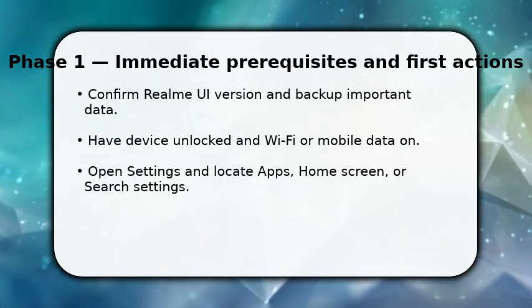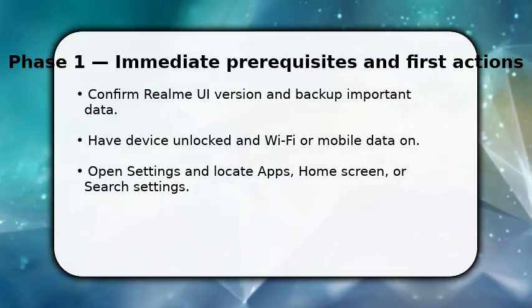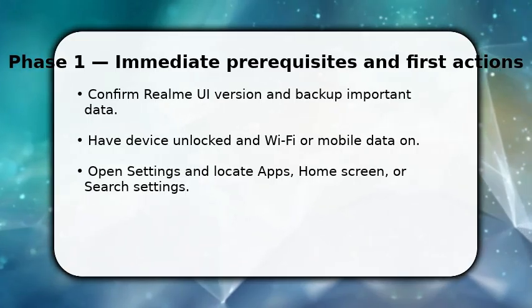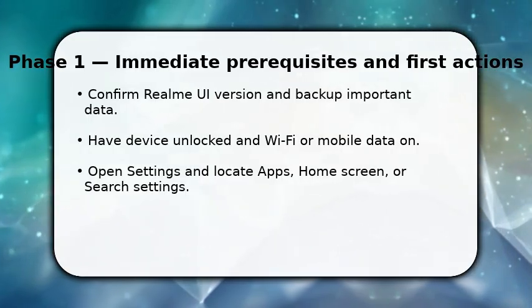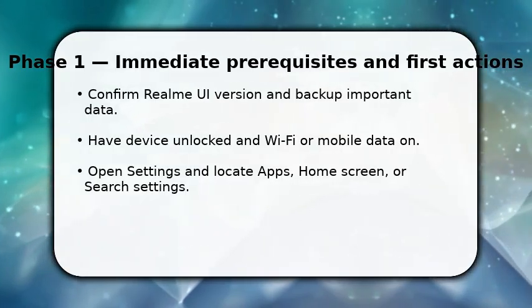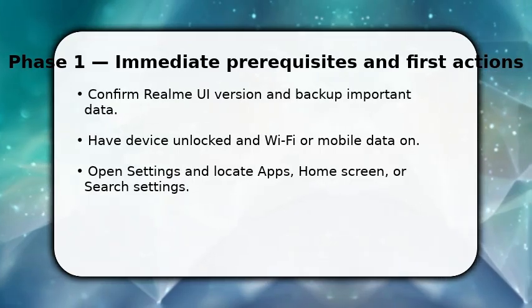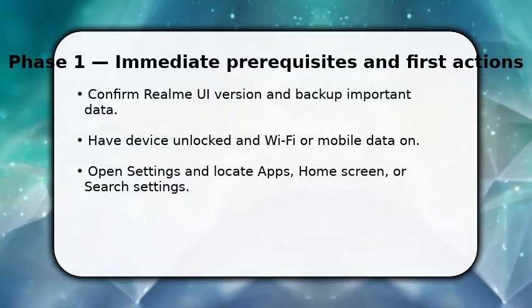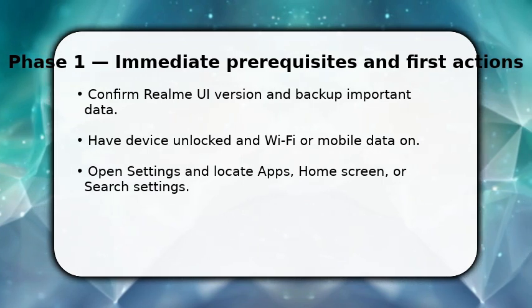Make sure you can see either an explicit search or global search entry. If not, open home screen settings or the launcher settings. You need these screens to reach the option that removes search for app content, so keep them visible as you proceed. Now perform the key actions.